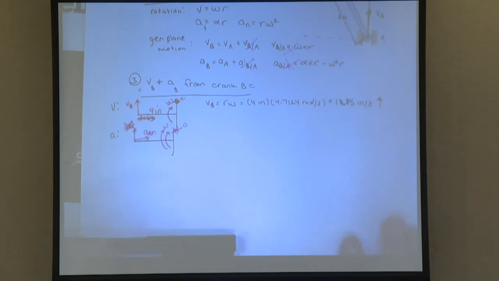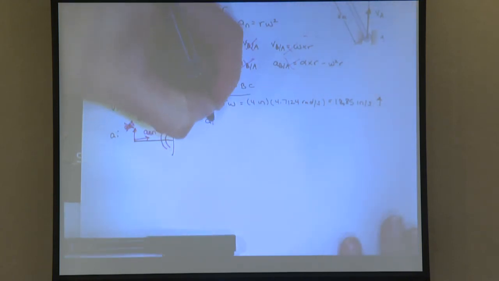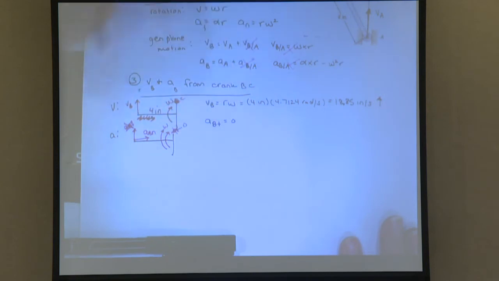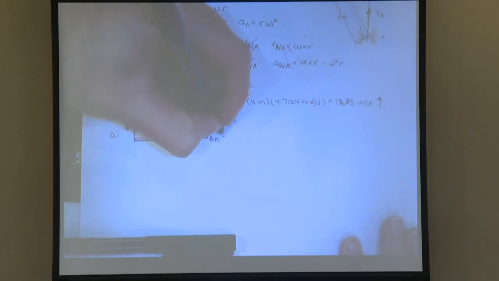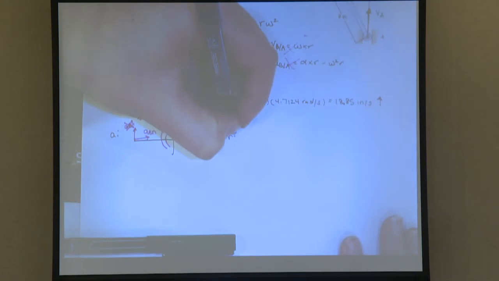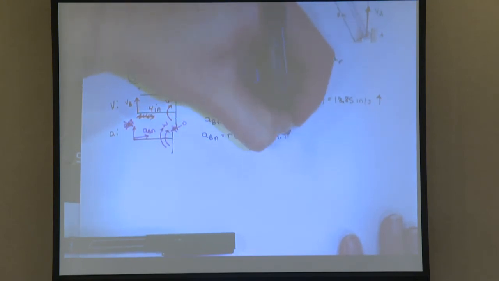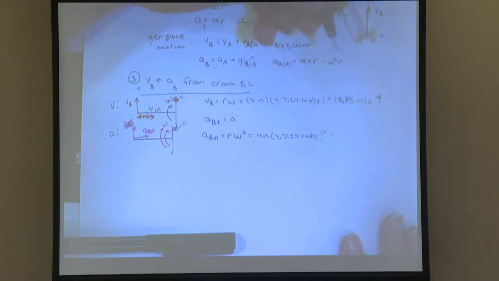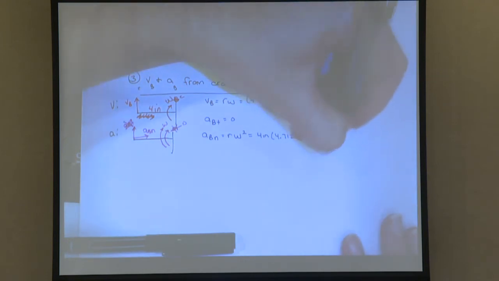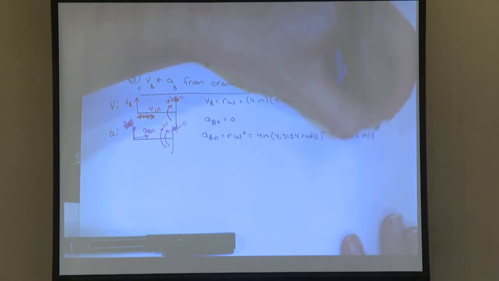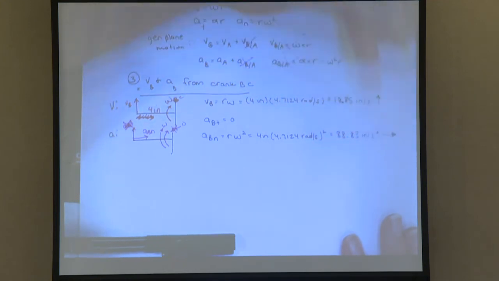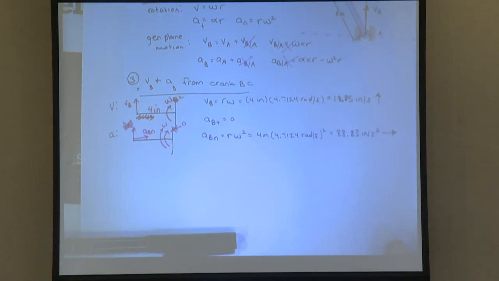So I can say that AB tangential is equal to 0. AB normal is equal to R omega squared. So we have 4 inches times 4.7124 squared, and that should give you 88.83 inches per second squared, and that's going to the right. Good so far?